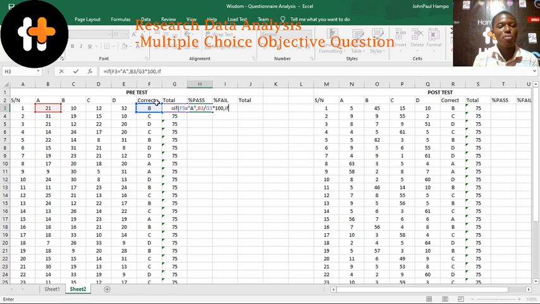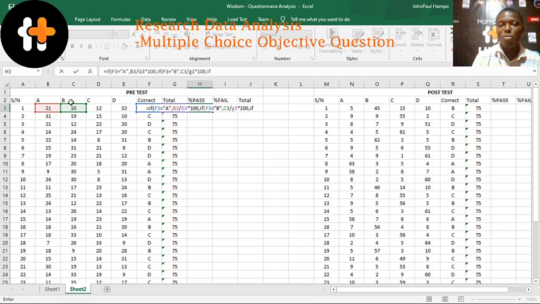Then if that cell is equal to B, you do what? Multiply B, B divided by G3, which is the total, good, multiply by 100.